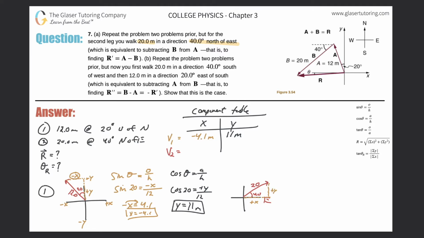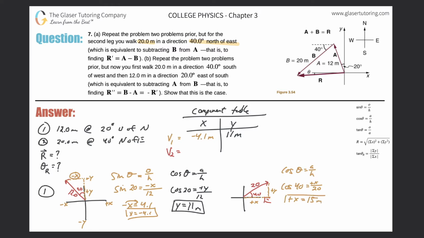Which one do you want to solve for first? I'm going to do the x one. To solve for the x component, I know the hypotenuse, I know the angle, and I'm looking for the side adjacent to that angle, so I'm going to use cosine. Cosine of theta is equal to the adjacent side over the hypotenuse. Cosine of 40 degrees is equal to the positive x value over 20. So the positive x value is cosine of 40 multiplied by 20. With 2 sig figs, we're going to use 15. That's in meters.